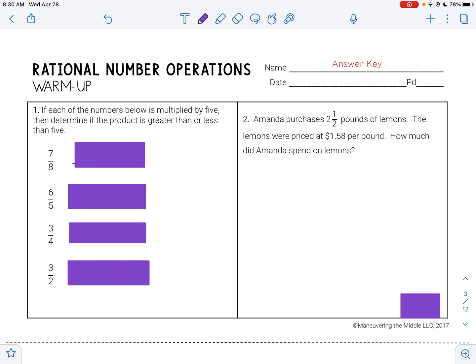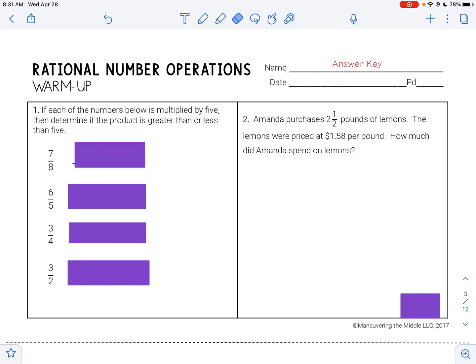So question number 1, it says if each of the numbers below is multiplied by 5, then determine if the product is greater than or less than 5. So here's a trick. It's all about logic. We don't have to do any of the multiplication here. If I were to multiply a number by 1, then my answer is just going to be that same number. But if I multiply a number less than 1, the product that I get should be less than the number that I multiplied it by. Same concept if it's greater than 1. If I multiply 5 by a number greater than 1, my product, my answer, has to be greater than 5.